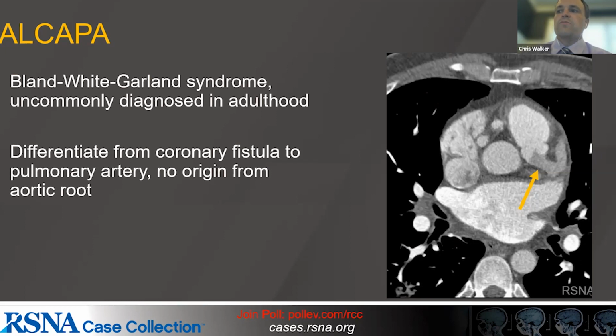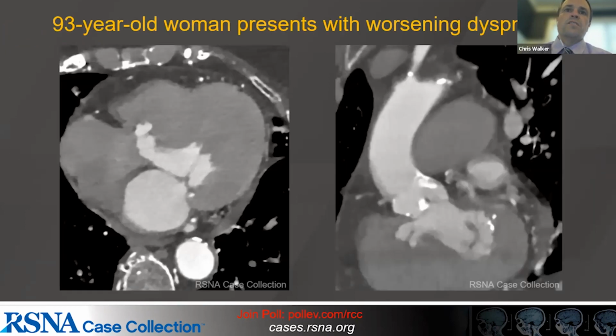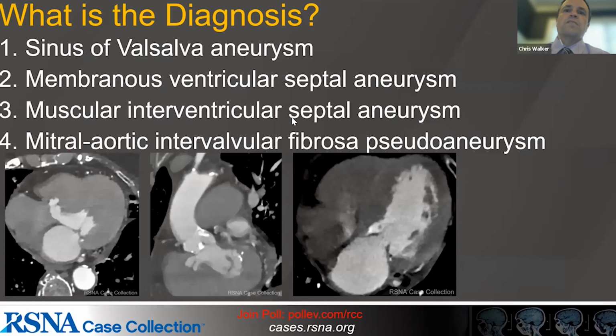Let's go to case number 2. So this is a 93-year-old woman who presents with worsening dyspnea. We have 2 images, an axial contrast enhanced chest CT and a coronal contrast enhanced chest CT, centered at the level of the heart. Next slide. So what is the diagnosis? Is this a sinus of Valsalva aneurysm, a membranous ventricular septal aneurysm, a muscular intraventricular septal aneurysm, or a mitral aortic intervalvular fibrosa pseudoaneurysm?